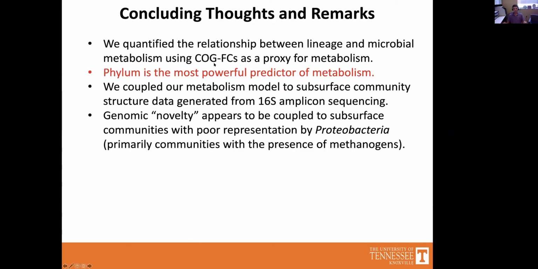With that, I just want to say some concluding remarks. We quantified the relationship between lineage and microbial metabolisms using COG functional categories and GTDB. We found phylum was the most powerful predictor of metabolism, and this was kind of contrary to some of the conventional wisdom in the papers that I had read, which I cite in our paper. It seemed like prior analyses that were focused on constraining this relationship tend to see a cutoff, a loss of signal at taxonomic ranks higher than order. So the fact that we saw phylum being the most powerful predictor with GTDB was cool.